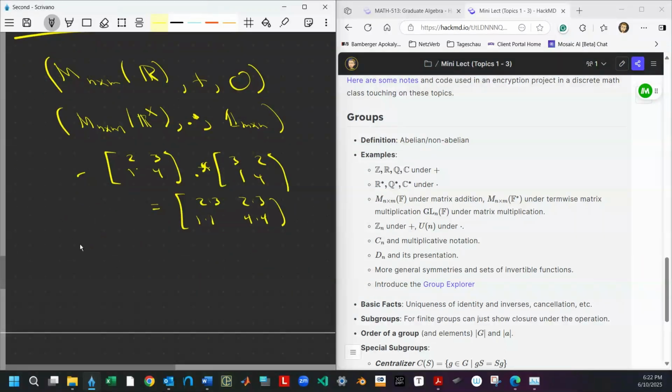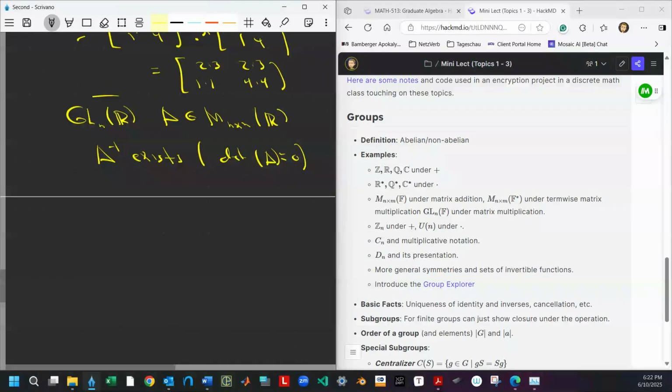Okay. More interesting is GL n of R. So these are A, which are n by n matrices over the reals. And again, this can be over any field. It could be Q, could be C, could be something else. With the property that A inverse exists. And that's equivalent to saying the determinant of A is not 0. So generally this is a really important and somewhat complicated group, but it's a group. It's a group under normal matrix multiplication.